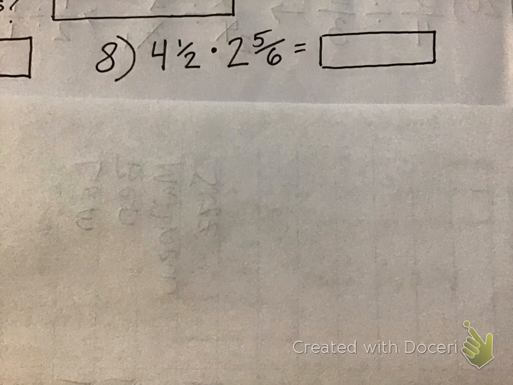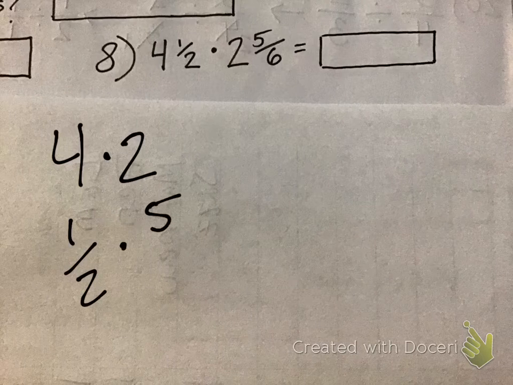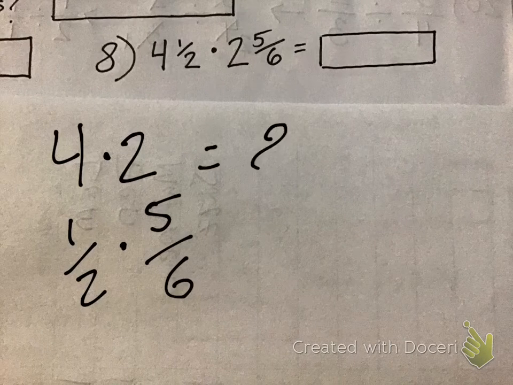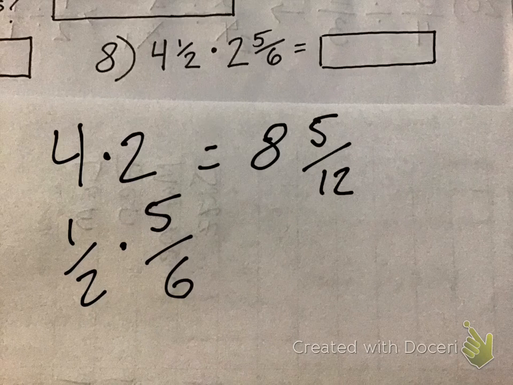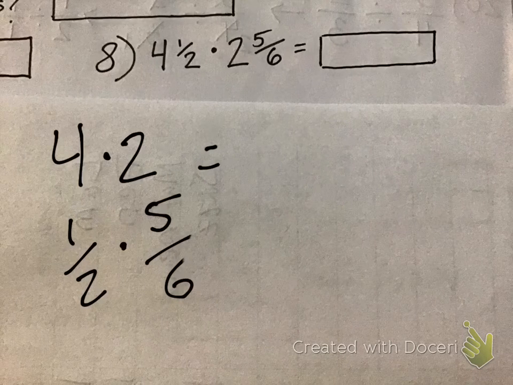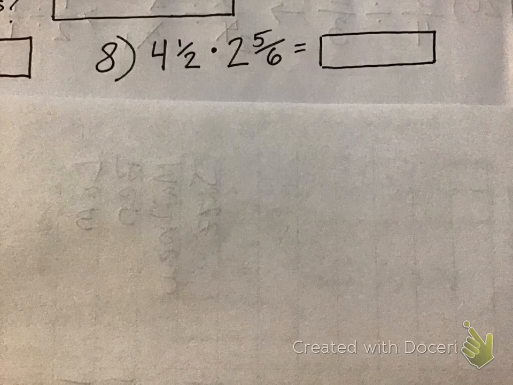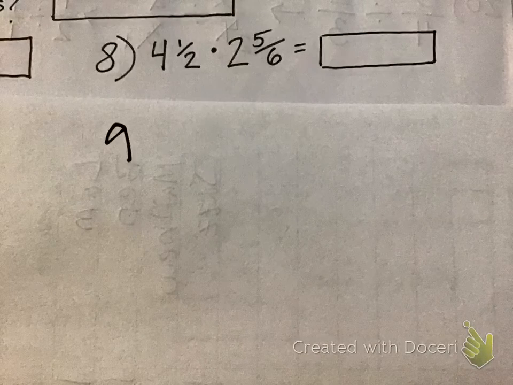Okay. Now, is this the proper setup? 4 times 2 and 1/2 times 5/6? No. So then I get 8 and I get 5/12. Is that the proper answer? No, I can't do that. I have to make it into an improper fraction first. Waldo, what do I do first? I turn it into an improper fraction. So what is 4 and 1/2 as an improper fraction? Yes, Oswaldo, we get 9/2.